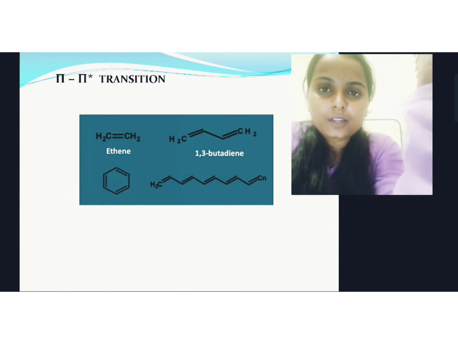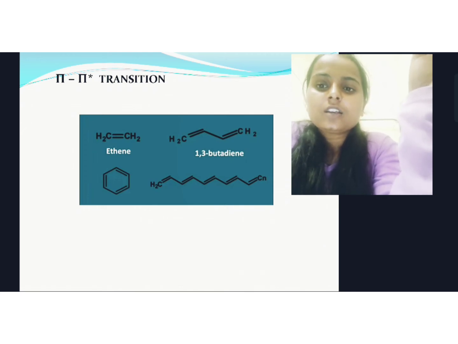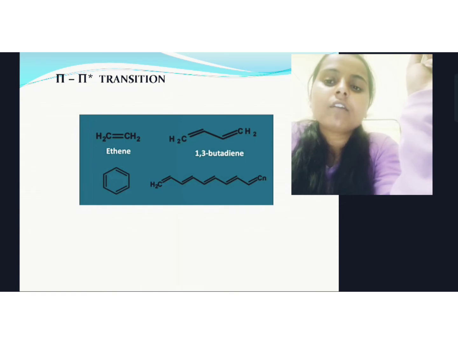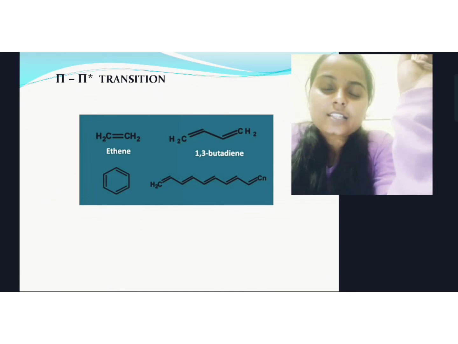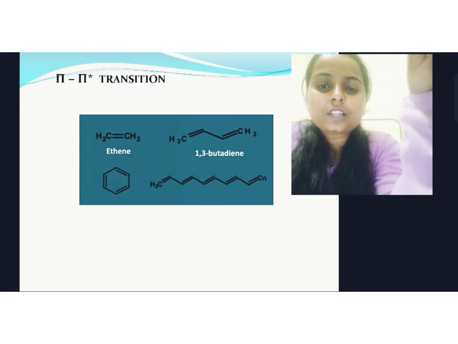Another one is the conjugated polyene system. It also has pi bonds, so it will possess pi to pi star transitions. All these transitions fall under the UV visible region, except ethene, because ethene has a lambda maximum of 175 nanometers, whereas 1,3-butadiene, benzene, and the conjugated polyene system fall above 200 nanometers, in the UV visible region. So pi to pi star transition acts as a chromophore. Extended conjugation will have a bathochromic shift, which increases the capacity of the chromophore.